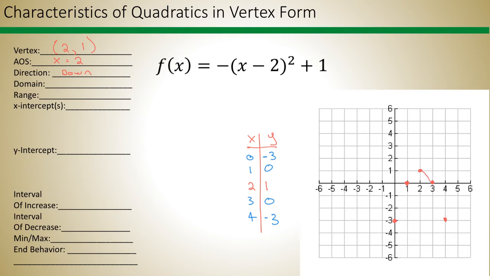And that creates this graph. So that's our quadratic function, all right? For the domain, that's always going to be all real numbers. For every quadratic function that we look at here, it's going to be all real numbers. Our range is going to be y is less than or equal to 1. X-intercepts, I can actually see those in my table because I have zeros in the table here. It's 1, 0, and 3, 0.